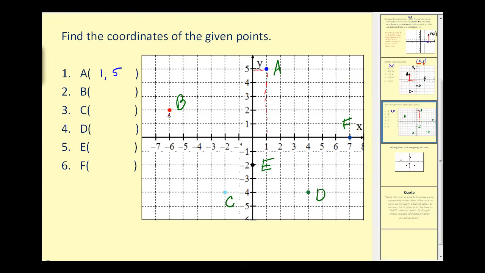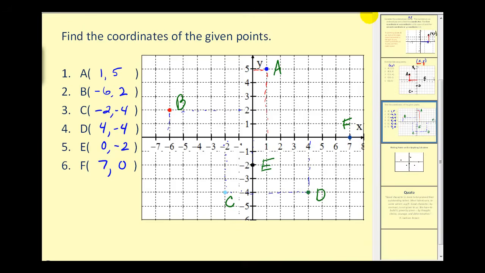So for point B, the x-coordinate would be negative 6, and the y-coordinate positive 2. Point C, the x-coordinate is negative 2, and the y-coordinate is negative 4. D, the x-coordinate positive 4, y-coordinate negative 4. Notice E is right on the y-axis. Again, we follow the same rules. Draw a segment straight to the x-axis, which would be 0, and the point is on the y-axis right at -2. So the coordinates would be (0, -2). And lastly, point F, the x-coordinate would be 7, and the y-coordinate would be 0.